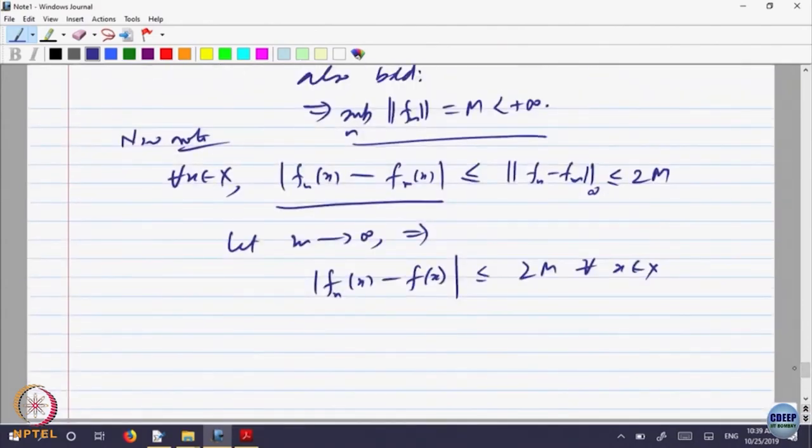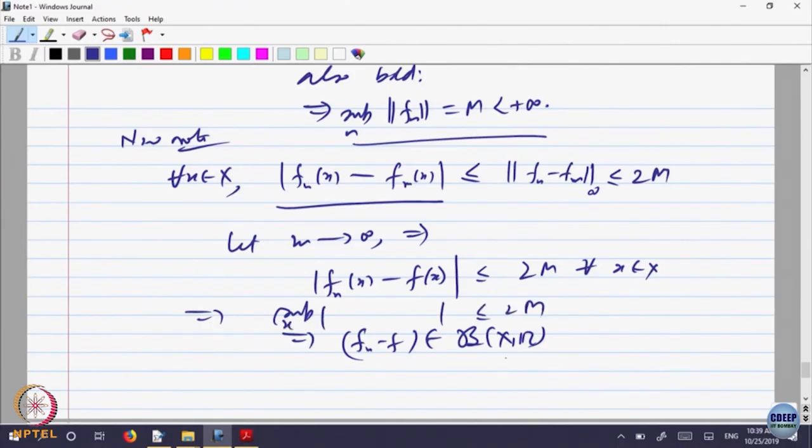And that implies that f n minus f belongs to B(X, R). You can take the supremum over x of this quantity, which is less than or equal to 2M. So, that means f n minus f belongs to B(X, R), and that implies f also belongs to B(X, R). So, that is good enough. It has to belong, because we are trying to prove f n is convergent.